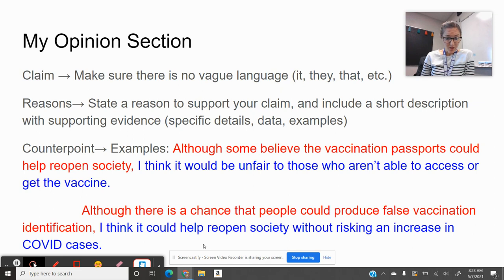Same thing with the other side. Here's an example of that counterpoint. Here's where you acknowledge the other side's point of view. Although there's a chance that people could produce false vaccination identification, comma, and this is where you reaffirm your own point of view. I think it could help reopen society without risking an increase in COVID cases. Okay, so here's an example from both perspectives. If you would like to take those and make them your own, that is absolutely fine.